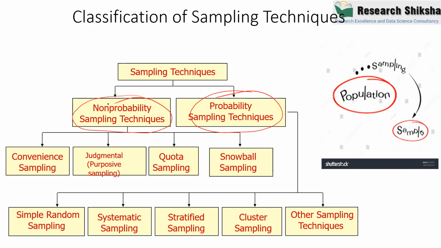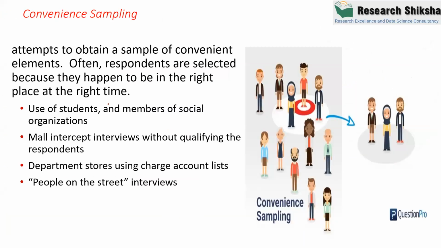So when the probability of each and every unit in the target population to be part of the sample is equal, then this method is called the probability sampling technique. And when the chances of different people are different, so the chances of some to be part of the sample are high and the chances of some are low, this is called non-probability sampling. Now we are going to discuss the different types of probability sampling and non-probability sampling. Let's start with non-probability sampling.